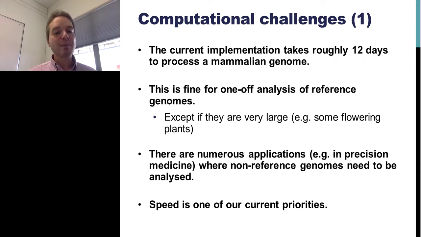But there are also some long-term applications, for instance in precision medicine, where we would work with non-reference genomes. If you're working with multiple genomes like this and you want to analyze each of them, you probably don't want to wait 10 or 12 days every time. And so much of our current work is focused on making our method faster. Our objective is to bring our current method to less than a day to process a mammalian genome. That's our benchmark, and we think it's going to be completely feasible.